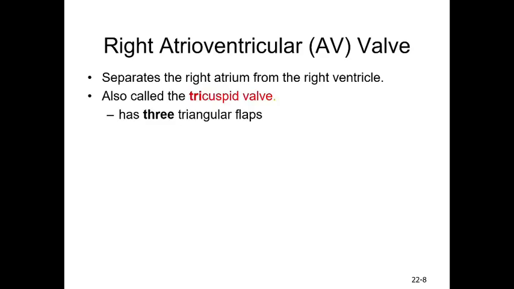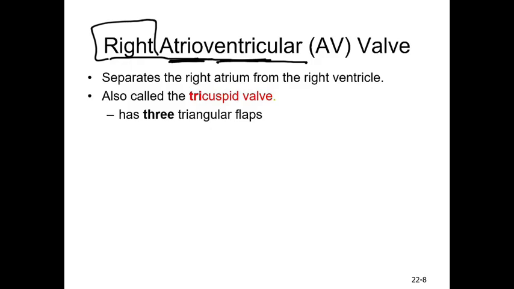Blood will be moving from chamber to chamber through contraction of the different chambers. So when the right atrium contracts, as that muscle contracts, it will force open a valve, and that valve is the right atrioventricular valve. It tells us that it's on the right side, and that it's between the right atrium and the right ventricle.